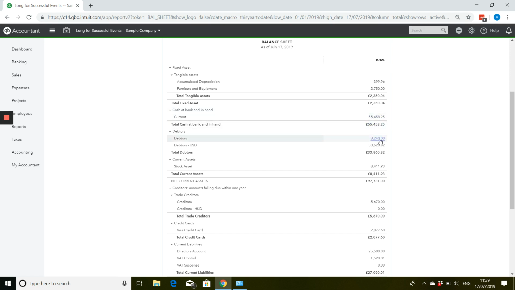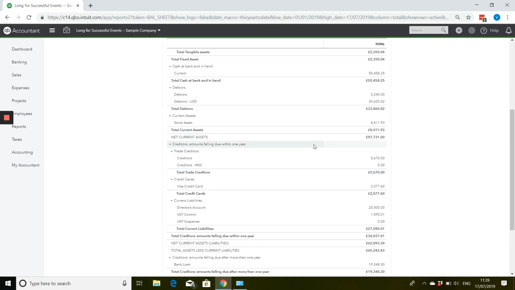Got debtors, so that's people that owe you money, people that you've invoiced that owe you money. So we've got for GBP, they've got £3,240. And in dollars, they've got $30,620.82. Well, that's in sterling, but that's the equivalent, sorry. Stock assets, so these people are people that sell stock, so their total stock is valued at 8411.93.